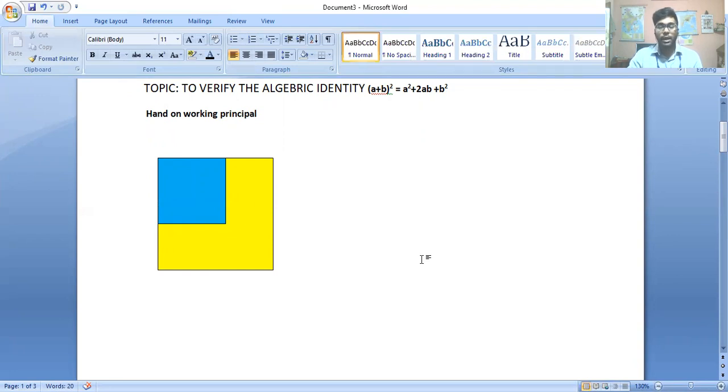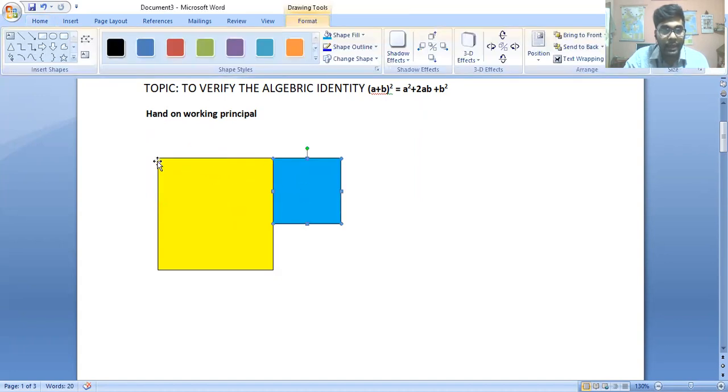Now I have to take two rectangles. Now this is 4 and this is 6. Understood? Here the side of the yellow square is 6 centimeter, and the sky blue one, the side of the square is 4 centimeter. Okay. So now we need to take two rectangles.